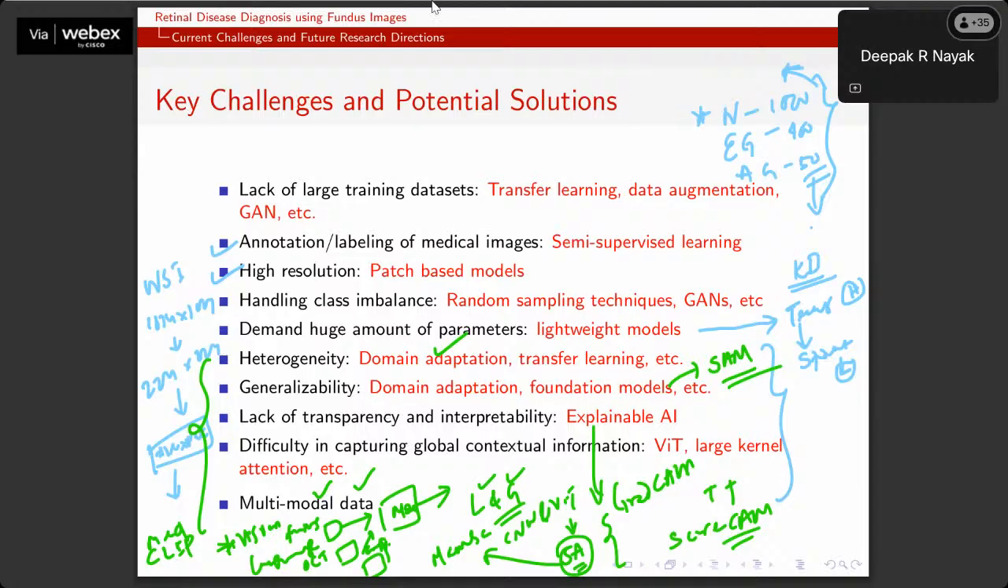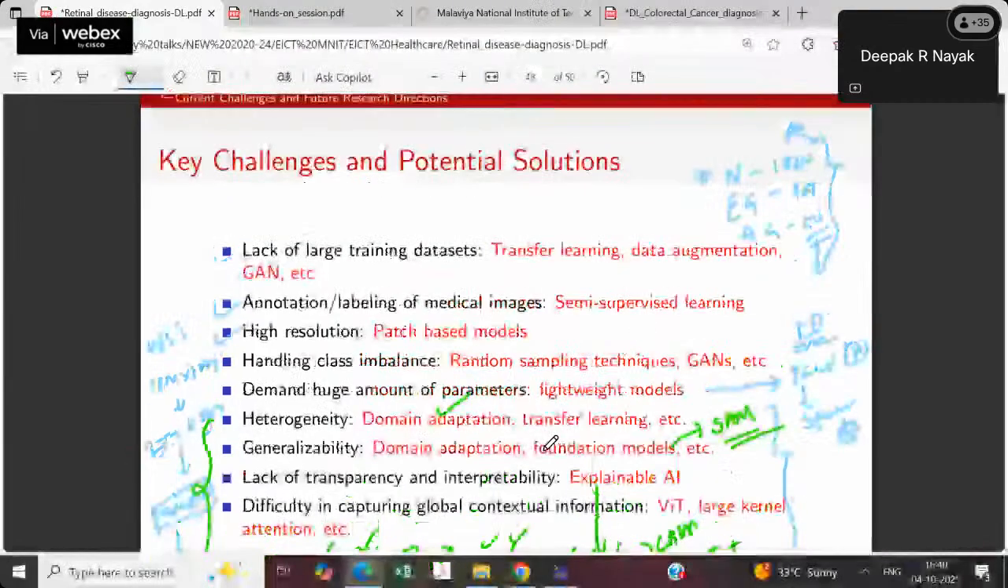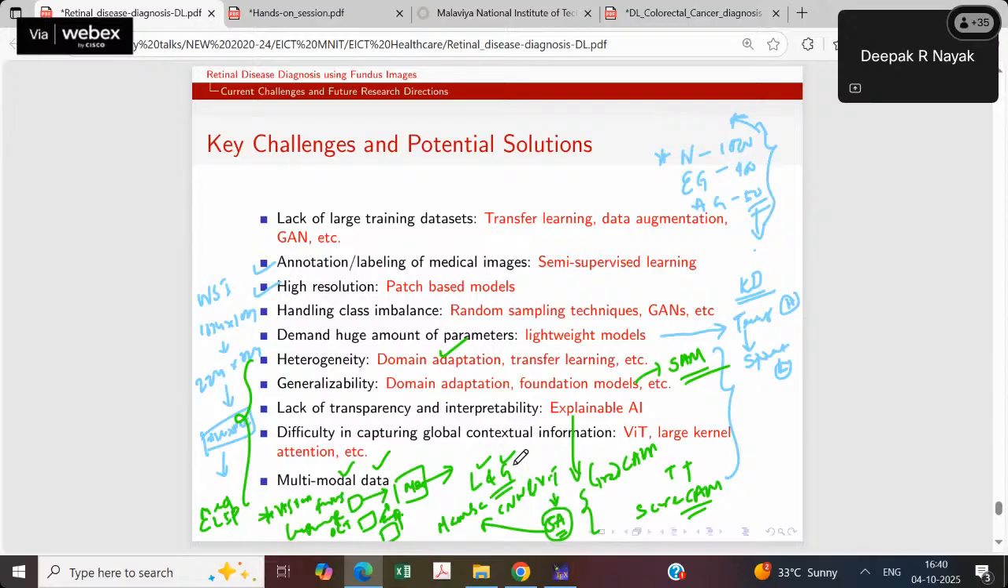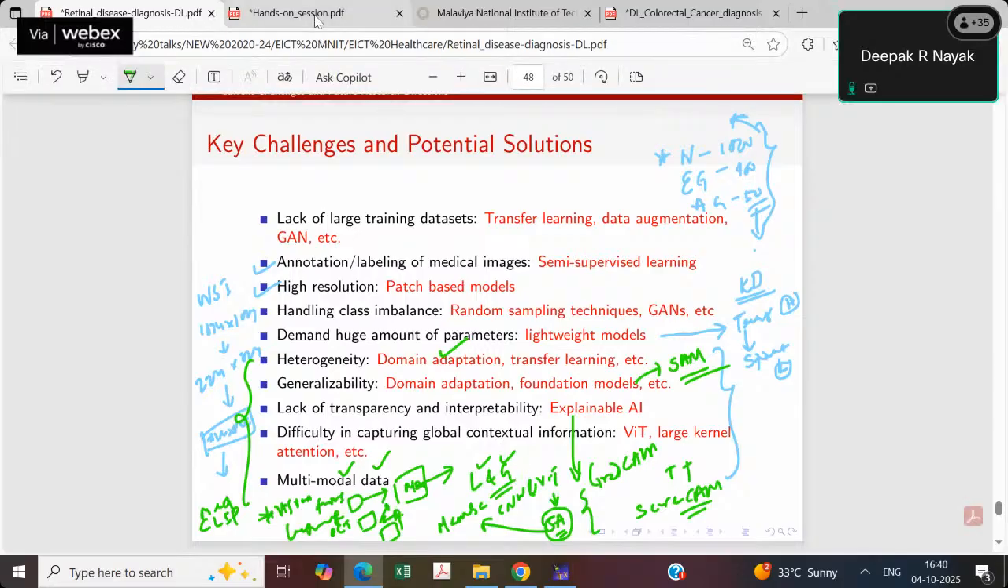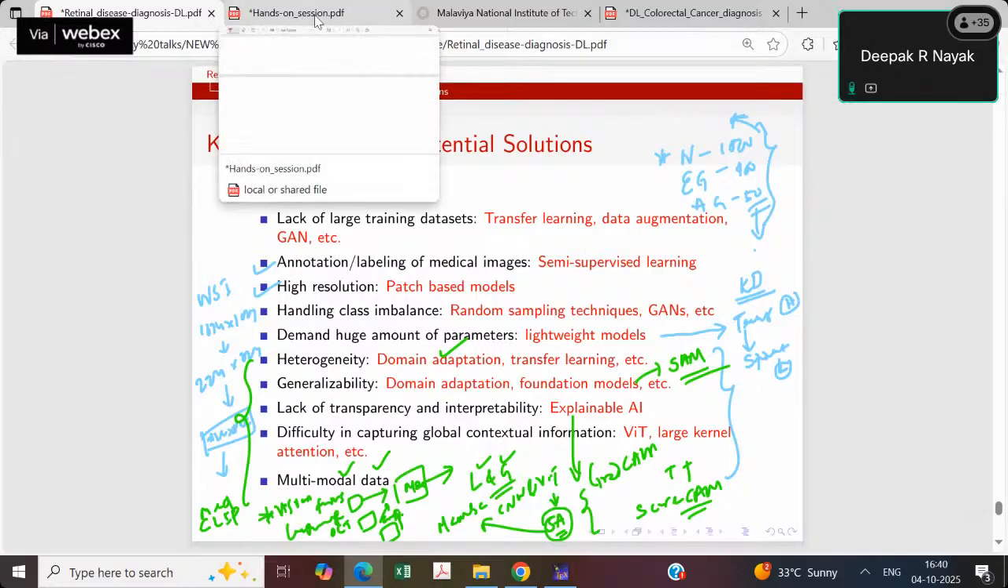Fine. So now I'll show you some demonstrations on attention mechanisms as well as segmentation algorithms.